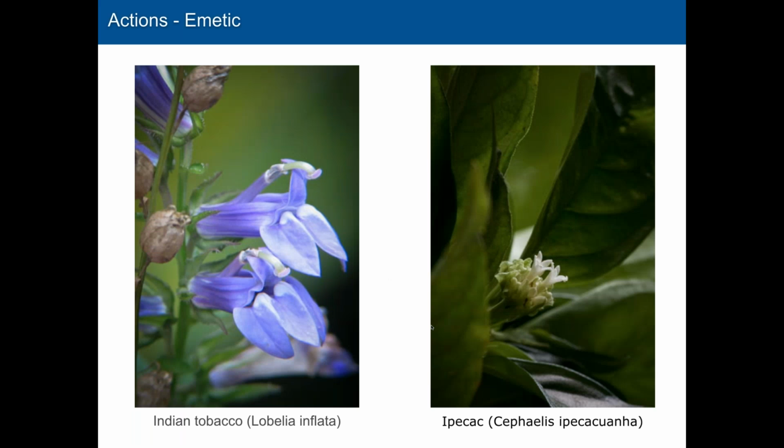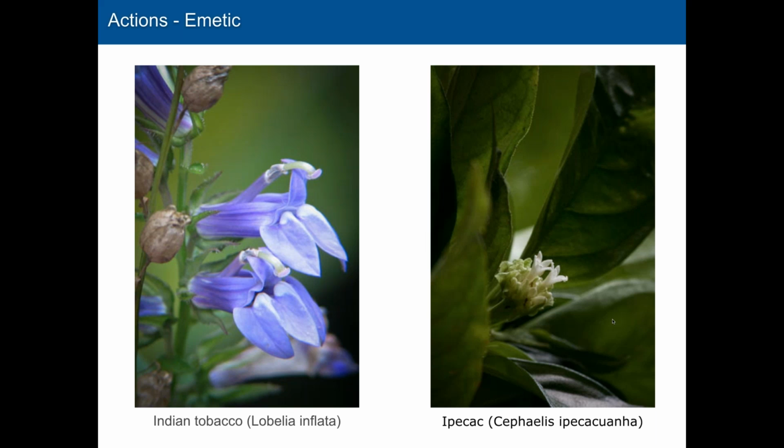Ipecac, so Indian tobacco, Lobelia inflata, is on the left. Ipecac is on the right. This grows in Central and South America. I've never recommended it to a patient. I took that photograph, I think, in Costa Rica. But if you go into most pharmacies, at least historically, syrup of Ipecac was used for accidental poisoning. So it's stronger than the Indian tobacco is.